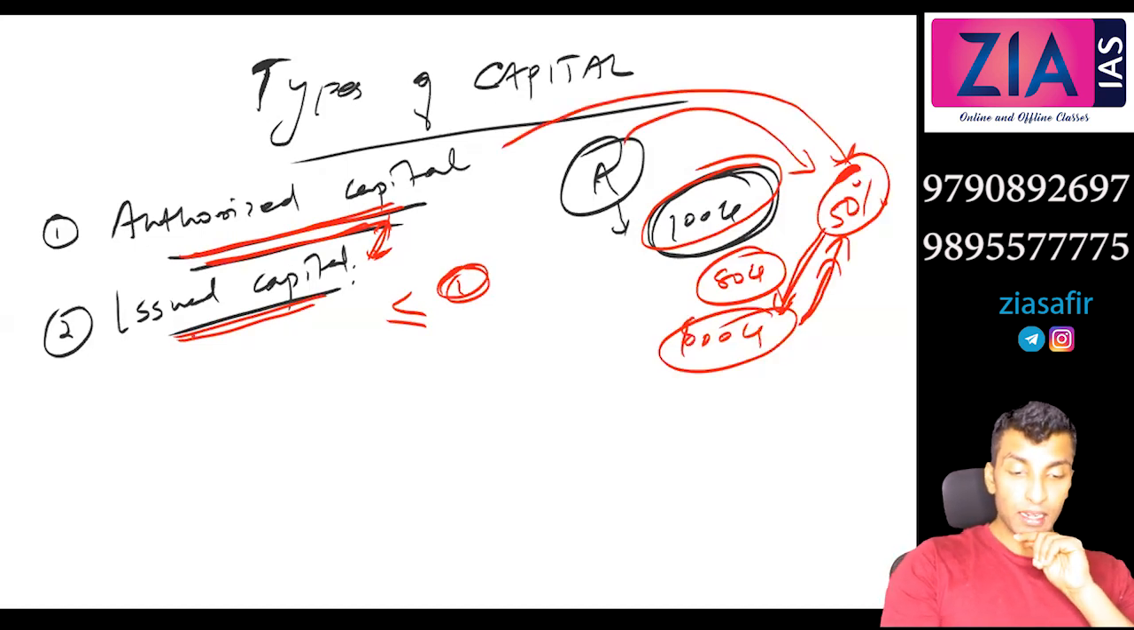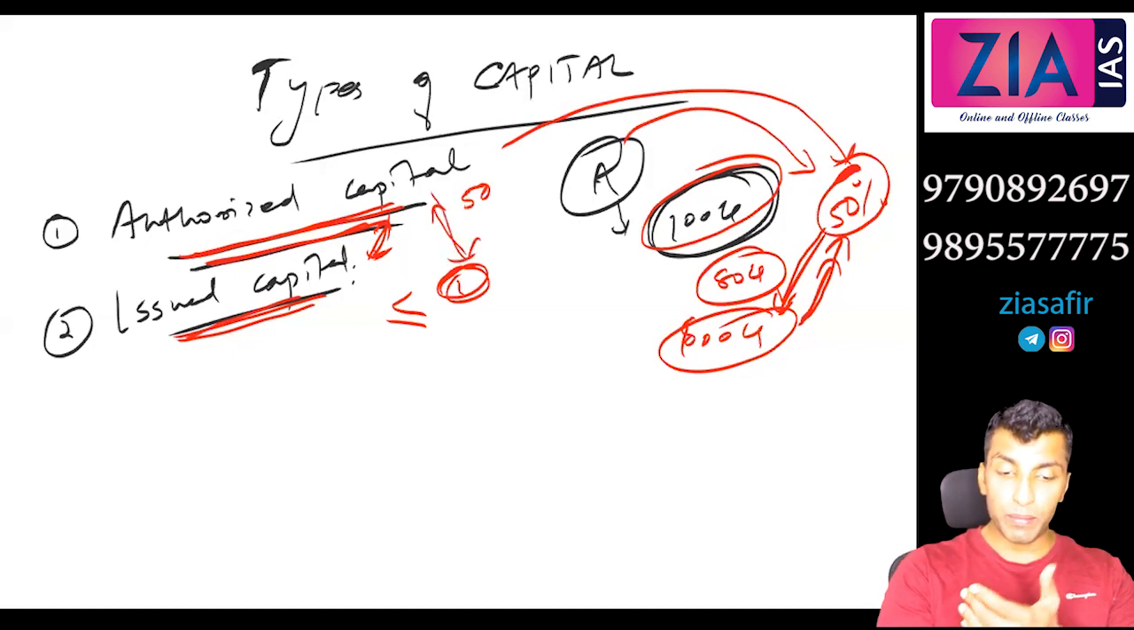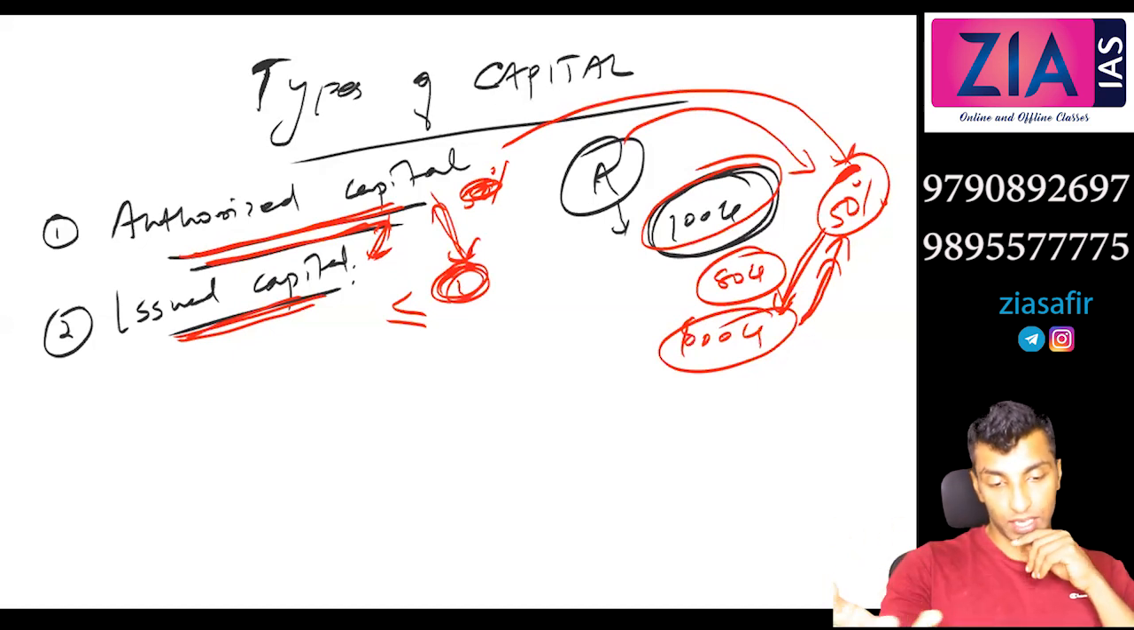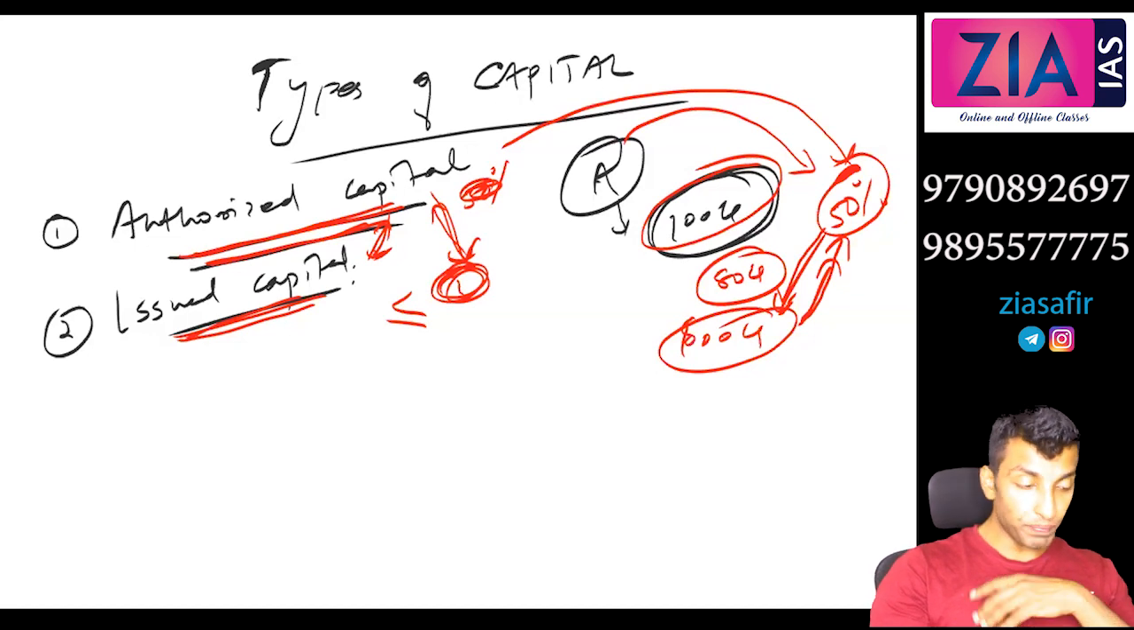So issued capital can be less than or equal to the authorized capital. Exactly the same. Whatever is allowed, that much share you can issue. So out of this, something will be held by the owners. They will keep something with them, and then the actual public can get the rest of the shares which are allowed, right? So issued capital can be less than or equal to the authorized capital.